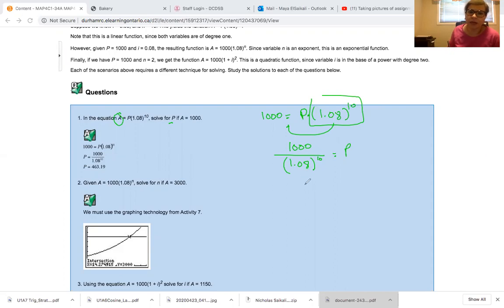And if I do that on the calculator, right? So I can do 1,000 divided by 1.08 to the power of 10, and that's going to give me 463.1934, whatever. Because this is money, principal is money, amount is money, I have to leave it to 2 decimal places, so I'm going to end up with $463.19. All right, so you always have to ask yourself, what's happening between the number and the letter that you want to isolate for? What kind of operation do I have?